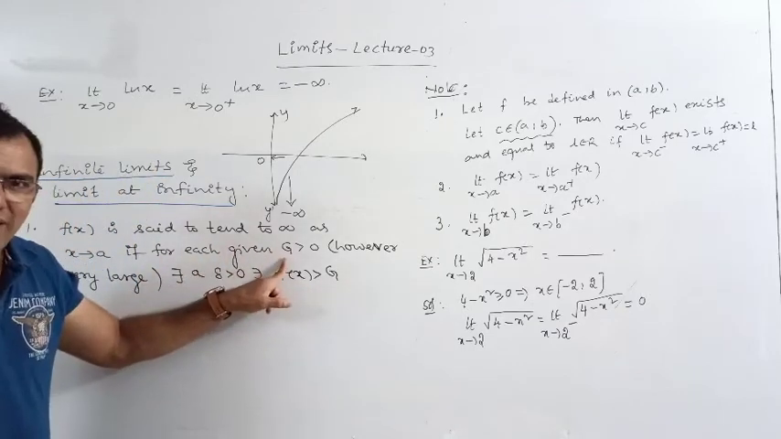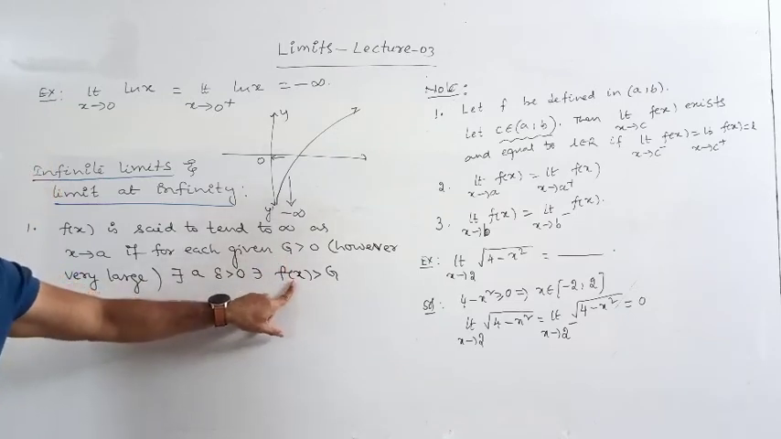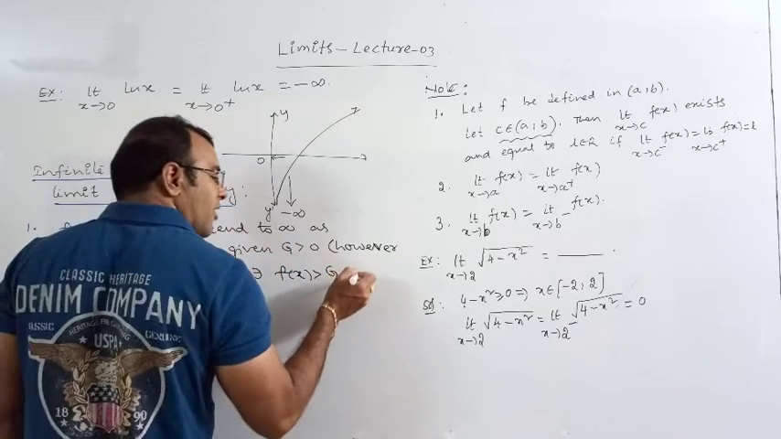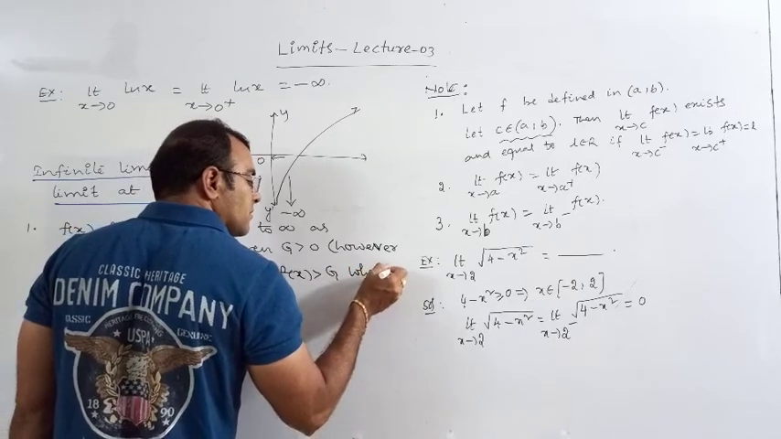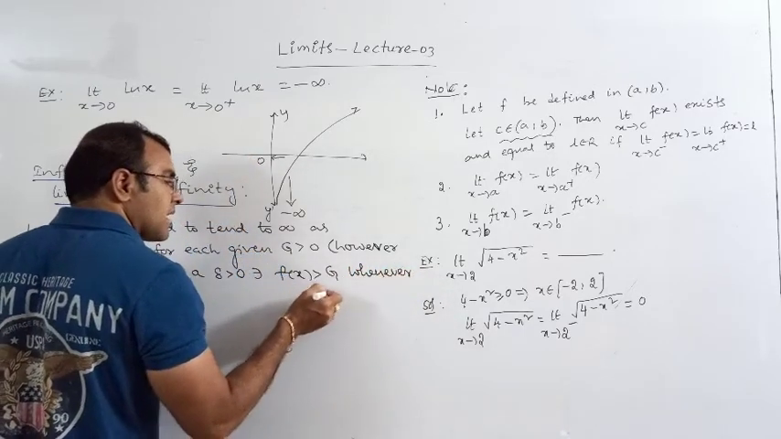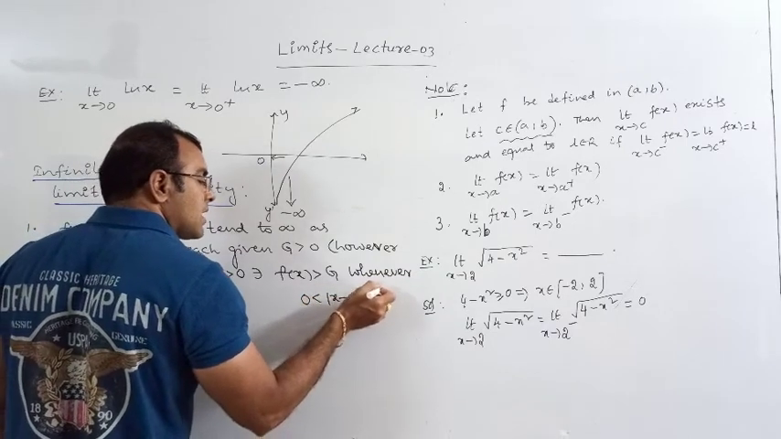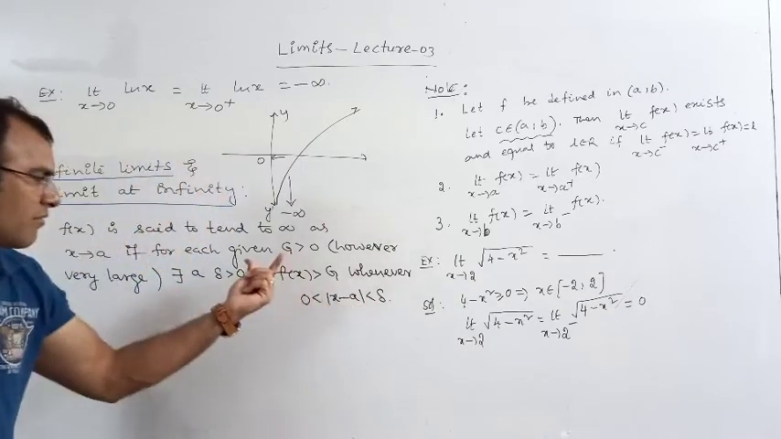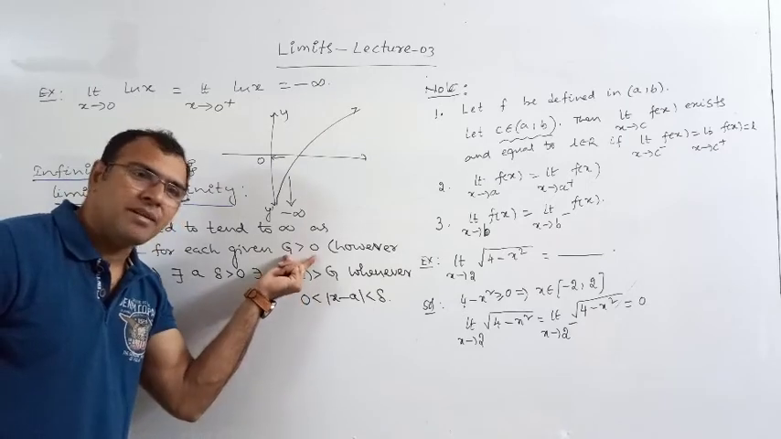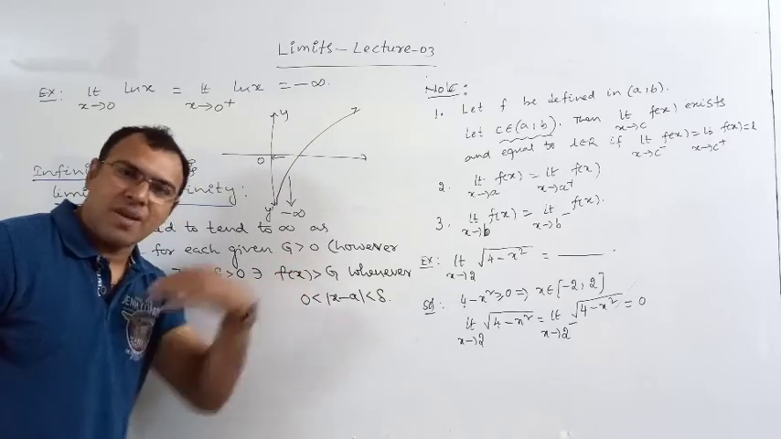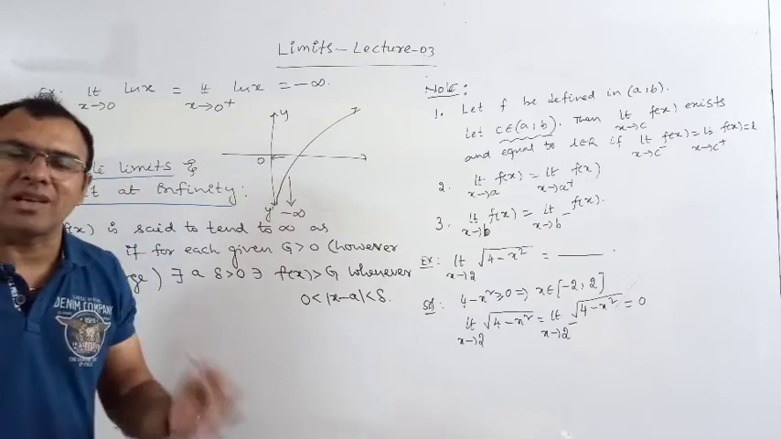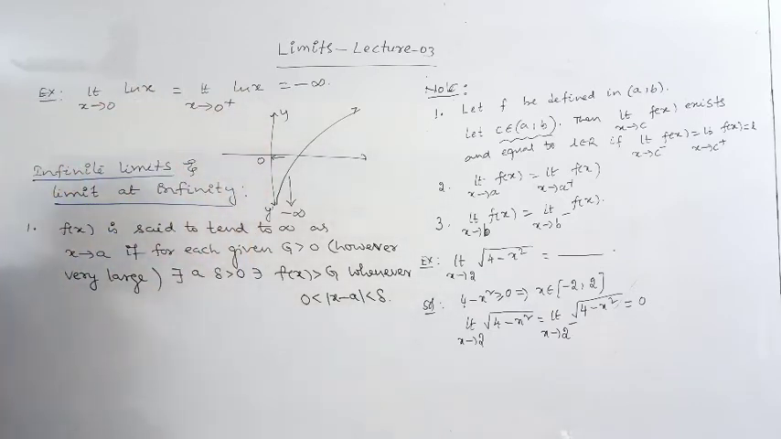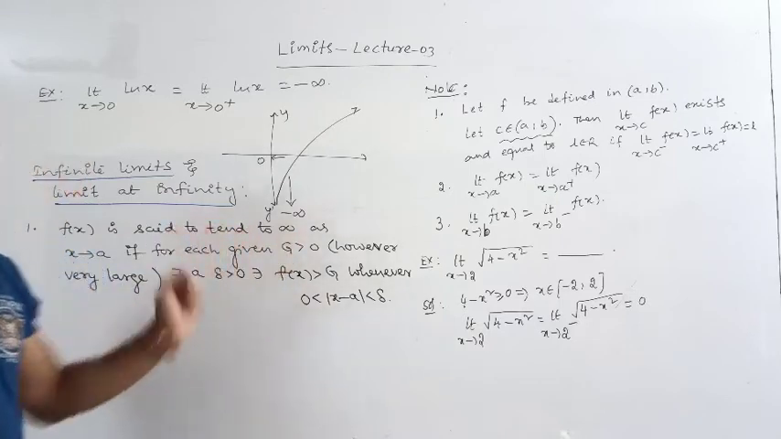Because you are giving a number g. So if every time f of x passes your number, then we say that it is tending to infinity, whenever 0 less than modulus of x minus a is less than delta, meaning in the deleted neighborhood of a. Whatever large number you give, f of x should go beyond your number. Then only we say that f of x tends to infinity, right?